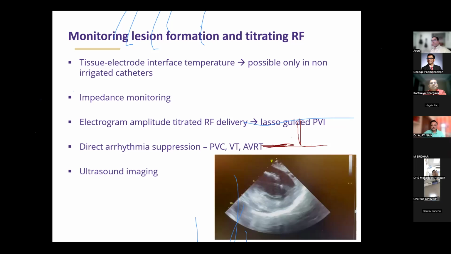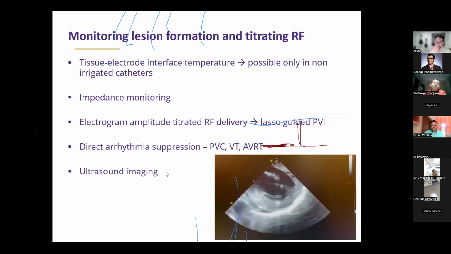We used to do that for pulmonary vein isolation. This was the standard technique when I was in fellowship, but I've gone away from that. We would put a lasso catheter to measure the electrogram signals, ablate, and see if the electrograms are falling or not. So you titrate the RF based on whether you're influencing the electrograms. Then direct arrhythmia suppression is useful in some cases. If you have PVCs and you're ablating VT, you can directly ablate when the VT is happening, and then you know if you're giving a good lesion or not.